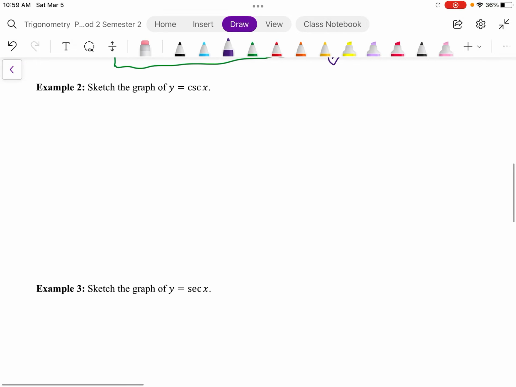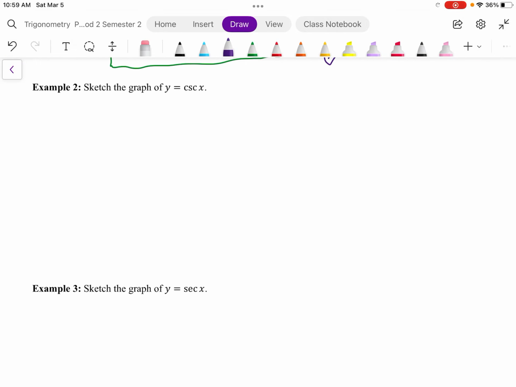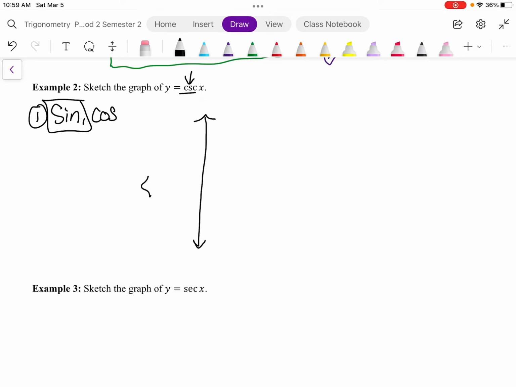Now we're going to do some reciprocal functions. And when you have a reciprocal function, the first thing you're going to draw is either our sine or cosine function. So the reciprocal of cosecant would be sine. So for this one, we're going to start by drawing a sine function. And we're always going to want one full period. So like we talked about yesterday, the period of a sine function is equal to 2 pi.